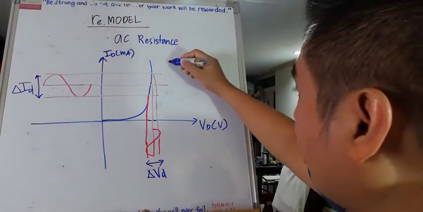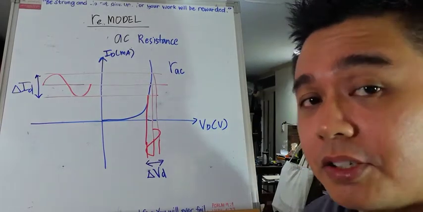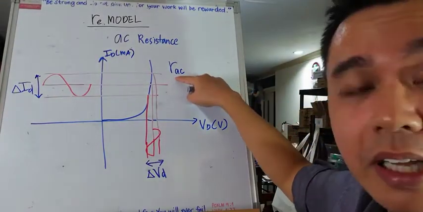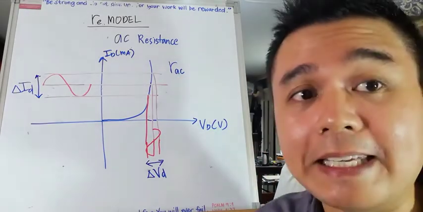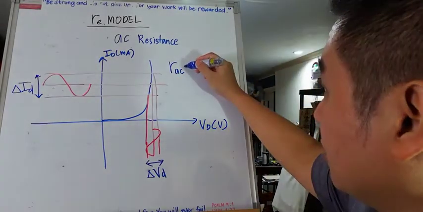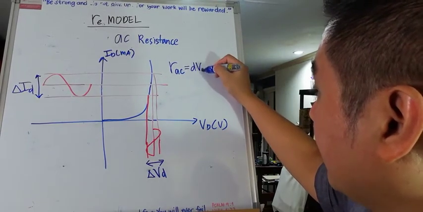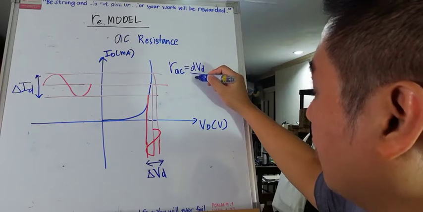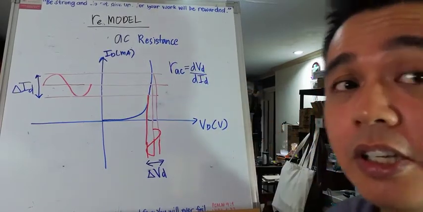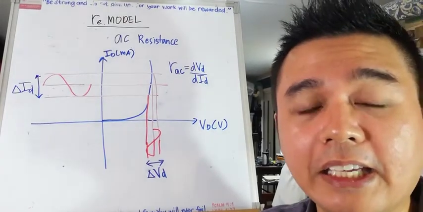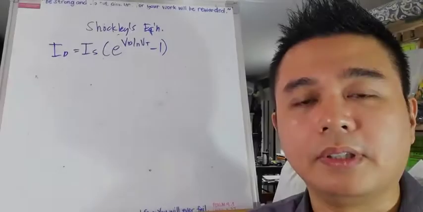No? So we have R, A, C. This is your AC resistance. As you notice, small caps yung ginamit ko, na small caps because it represents an AC quantity. So this is equal to the derivative of the diode voltage with respect to the derivative of the diode current. No? So habang nagbabago yung voltahe, no, nagbabago rin yung ating kuryente.